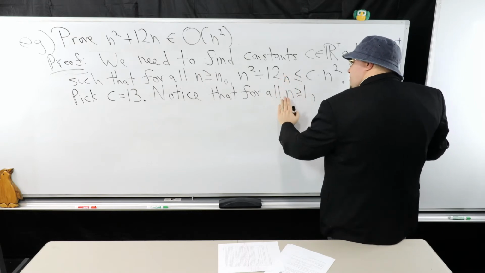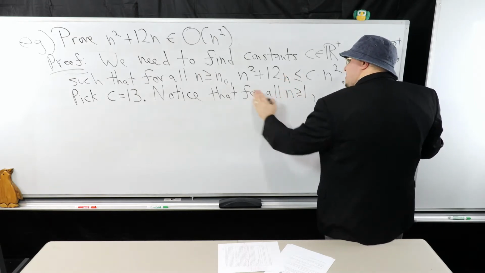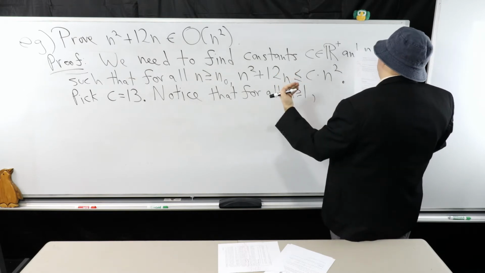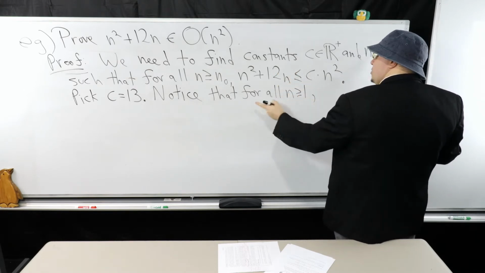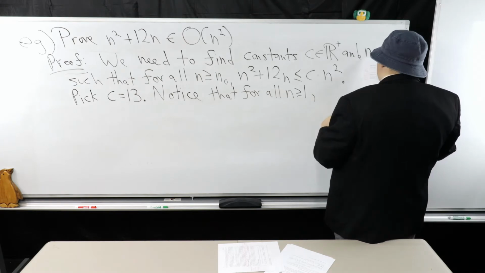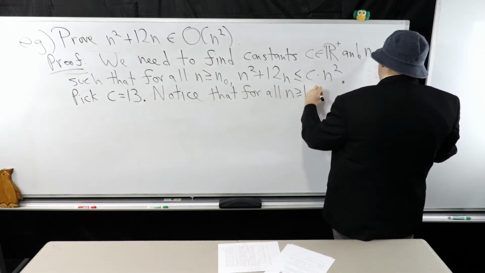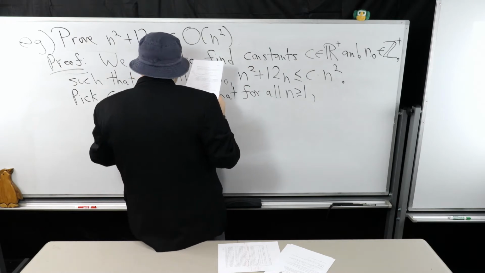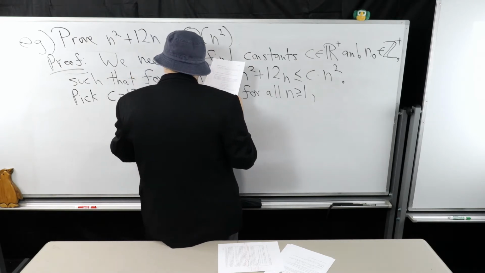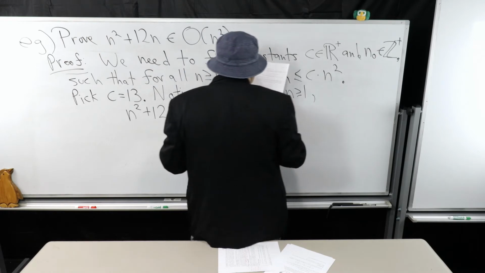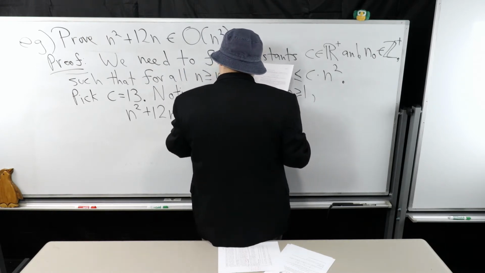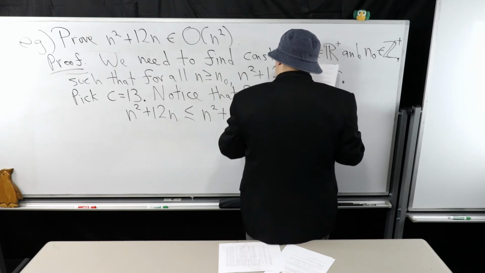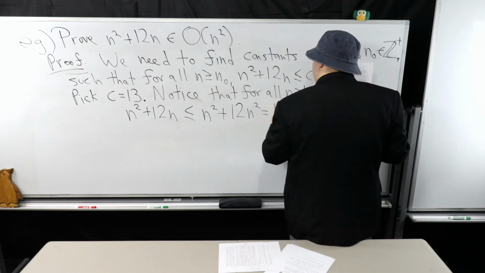So I'm giving you my backup here. So this is an observation I'm making in my proof. This observation is what gets us to the conclusion. Notice that for all n greater or equal to 1, n squared plus 12n is going to be less than or equal to n squared plus 12n squared, which is of course equal to 13n squared.